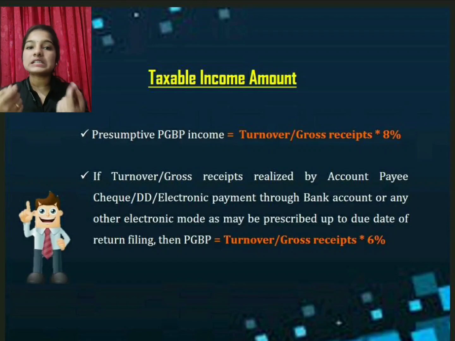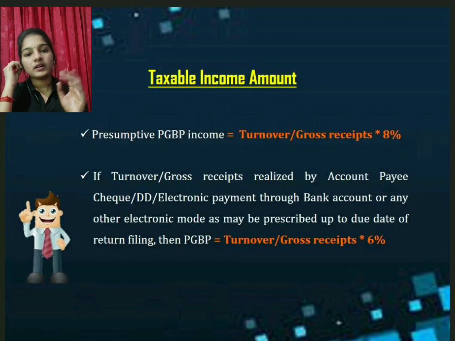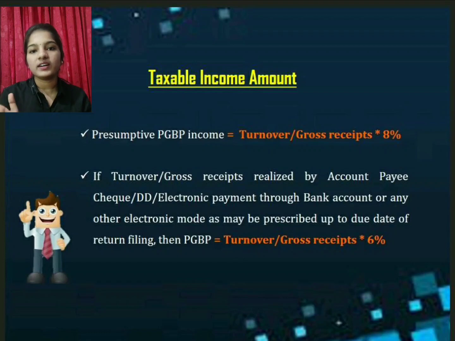Hence, if a business receives payments digitally, he can claim income to be 6% of the total turnover or the payments received digitally through account payee cheque, account payee demand draft, electronic payment through bank account, or any other electronic mode as may be prescribed. And it should be received up to the due date of return filing under section 139 subsection 1.